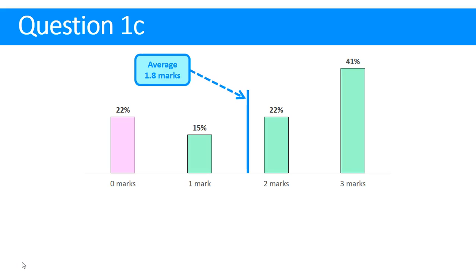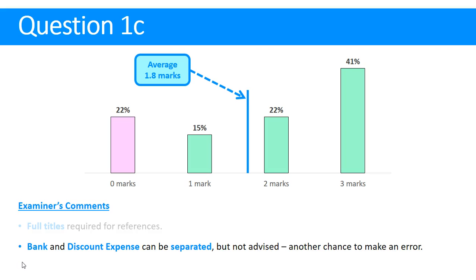The average here was 1.8, so it was quite top heavy this question, with over 60% of kids getting 2 or more. The examiner's comments: full titles required, so it's sales/GST clearing, not sales/GST. Same with sales returns, it's not just sales, it's sales returns, and also with the bank/discount expense. What was interesting is that the examiner noted that bank and discount expense can be separated, but it's not advised. It's basically another chance to make an error. Why split that over 2 lines when you can just do one number with a dual reference, and that takes out the mathematics of it. You don't need to figure out whether we need to make the number go up or down. We can just enter the number that we've been given.